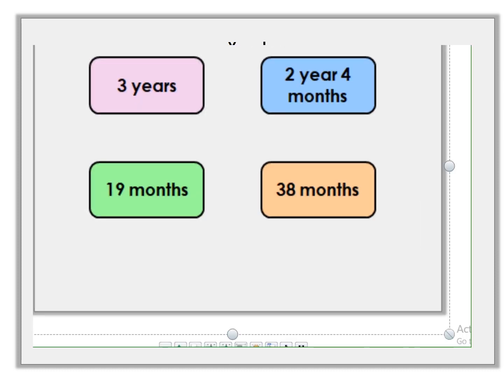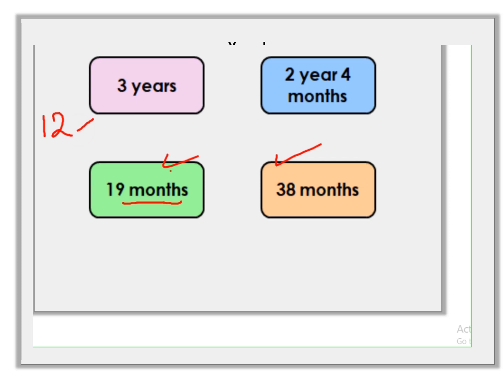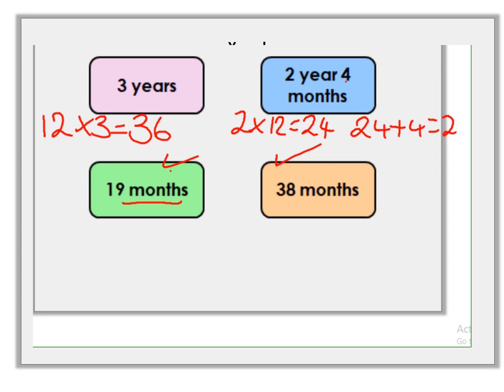So let's see how you got on with your turn. So the first thing we need to do is to make sure they are all in the same unit. So we're going to do it again in months. So this one's already done, and so is this one. So 3 years. So 1 year is 12. So 12 times 3 equals 36. 2 years. So 2 times 12 equals 24. Plus the 4, 24 plus 4 equals 28.